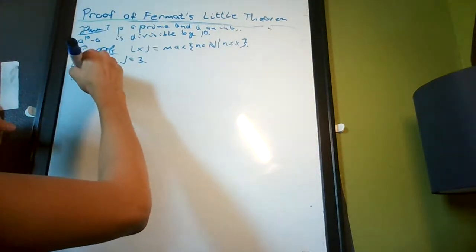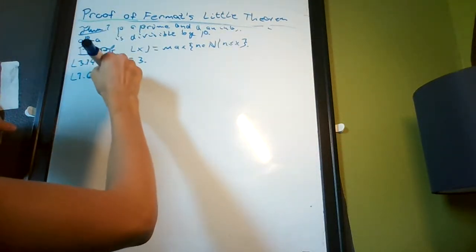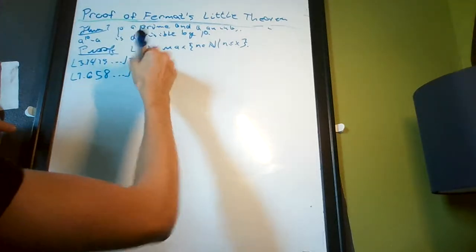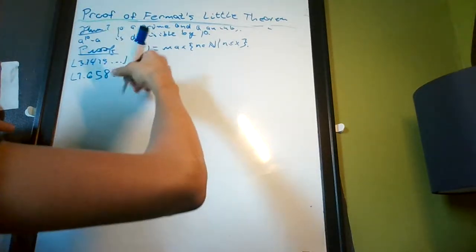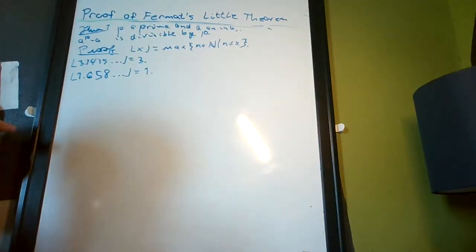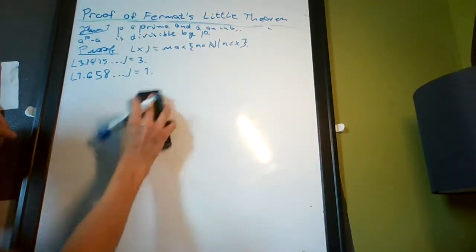So 1.658 and on and on, for example, the floor function is going to bring you 1. It just rounds down no matter what. That's how we're going to define the floor function.